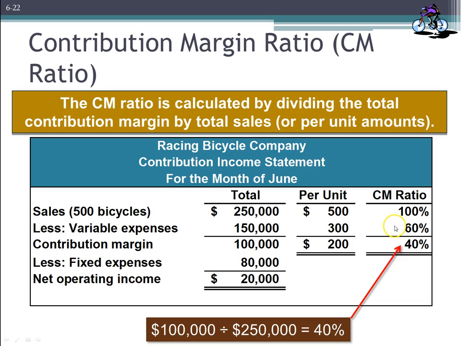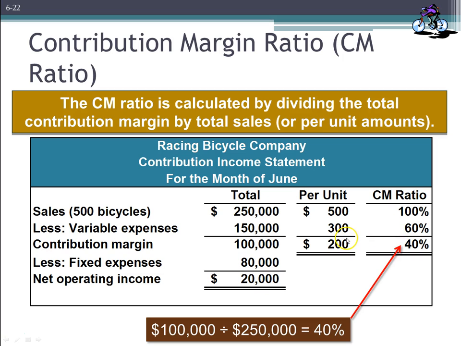So, to come up with your variable expenses expressed as a ratio, you can do either of the following. You can take your variable expenses divided by your sales on a per unit level, or you will get the exact same result by taking your variable expenses on a total dollar level and dividing by sales on a total dollar basis. You will come up with the exact same result.